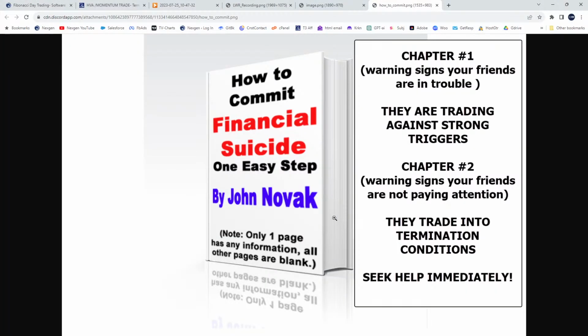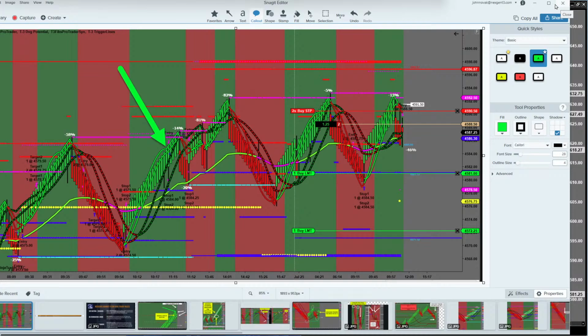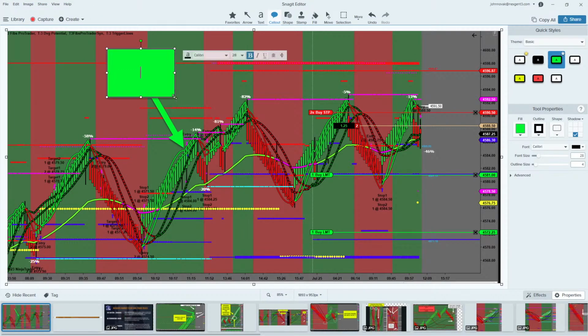The book's really a joke, but it's called How to Commit Financial Suicide in One Easy Step. And the first thing is go trade against strong triggers going in the wrong direction. That's the number one way to commit financial suicide. Trade against strong triggers going against you. So when I look at your chart, the first thing I'm looking for is this, where both trigs are up and you get slaughtered. So that's to be expected.